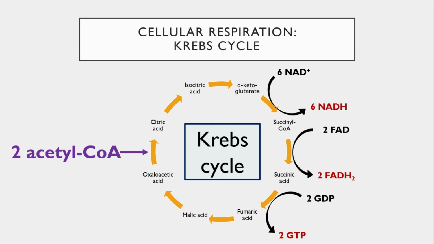So things to memorize from the Krebs cycle include, for each glucose molecule, the number of acetyl-CoAs that enter the Krebs cycle, the number of CO2s that leave it, as well as the total NADH, FADH2, and GTP, in other words, ATP equivalents that are synthesized.